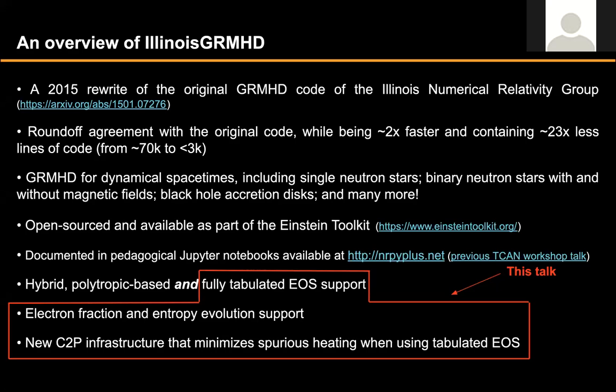Originally, IllinoisGRMHD had hybrid equation of state support with a simple polytropic base. We extended that last year to also support piecewise polytropic equations of state. And now we have extended that support even further to also be able to handle fully tabulated EOSs. We have also added the electron fraction and entropy evolution, and we have done a major overhaul to the conservative to primitive infrastructure, which is specially tailored to minimize spurious heating of the neutron stars when using tabulated equations of state, which we will discuss in more detail later.